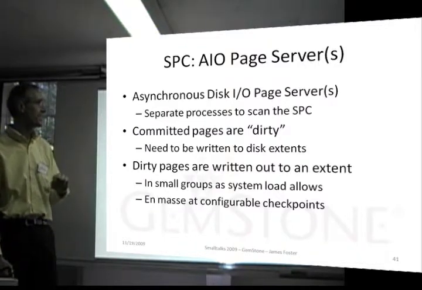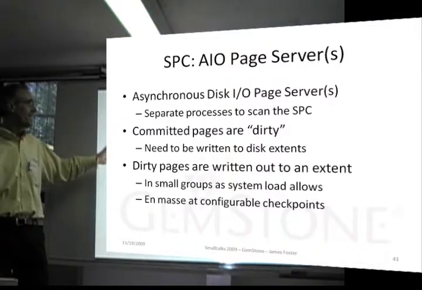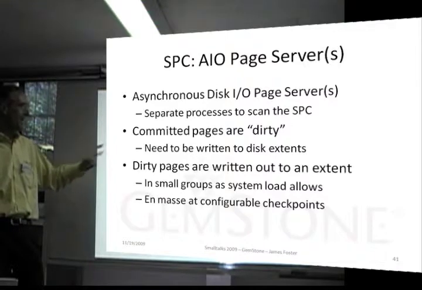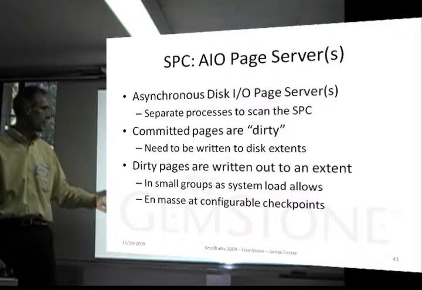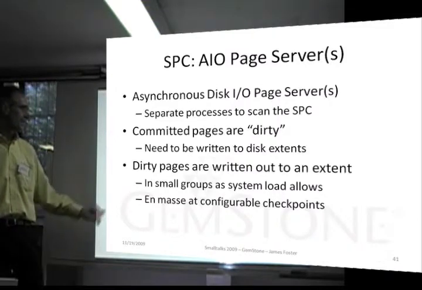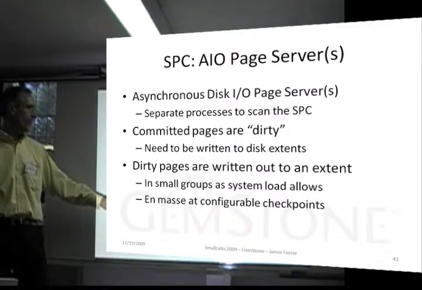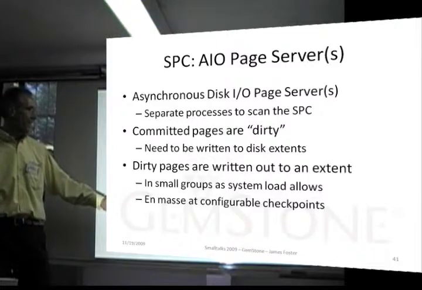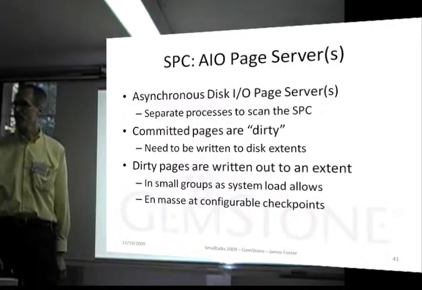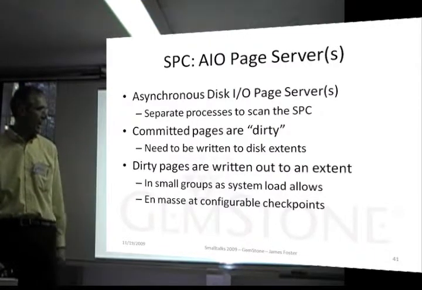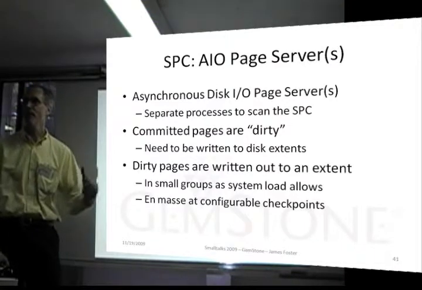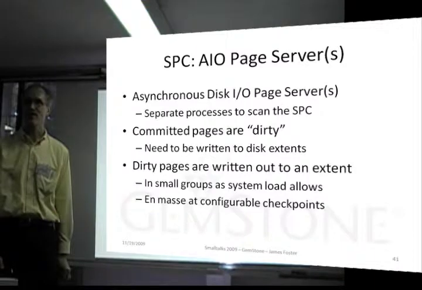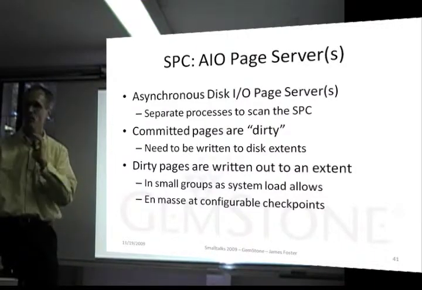So the asynchronous disk I/O, it's a separate process, scans the shared page cache. Committed pages that are dirty need to be written to the disk. Dirty pages are written out to an extent, and they're done in small groups as system load allows. And then every now and then we have what's called a checkpoint when everything gets flushed out to the disk, just so that as of that point, we're clean.